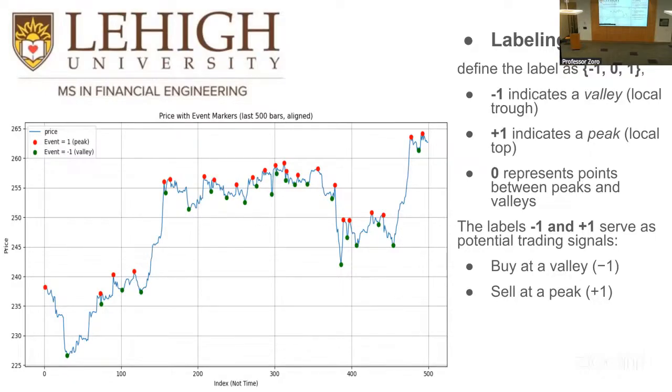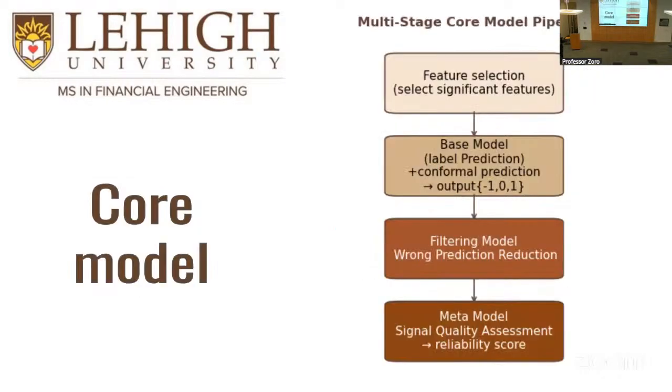Thank you, Prince. So after the data preprocessing, we will get the label and features. Let me introduce how we use the labels and features to generate trading signals. We will use a multi-stage model, as you can see here. First, we will do the feature selection. We select important features for the machine learning prediction, and then use those features as the input features to the base model part. Actually, the base model is a classification model. It predicts the label. So actually, we can get the trading signal from this part.